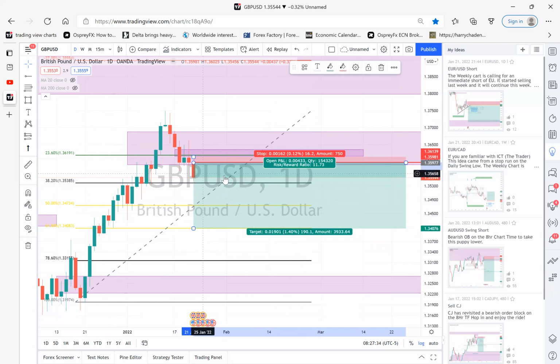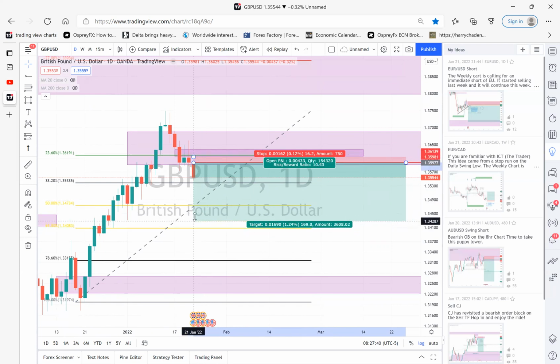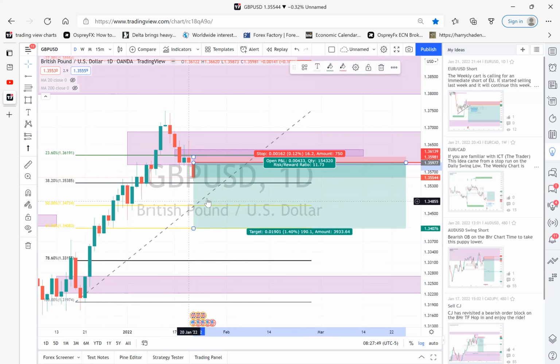So 190 pips is a 1 to 11 in this scenario. That's a good trade, okay? The start of the golden zone is a 1 to 7. That's a great trade. So anywhere in this area, right, you can look for price to reverse.